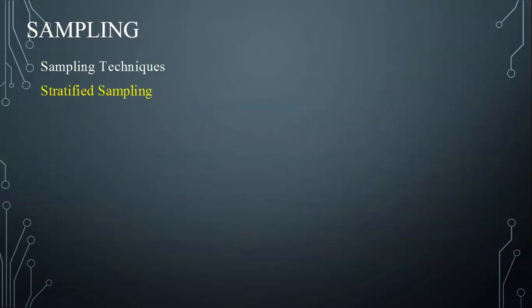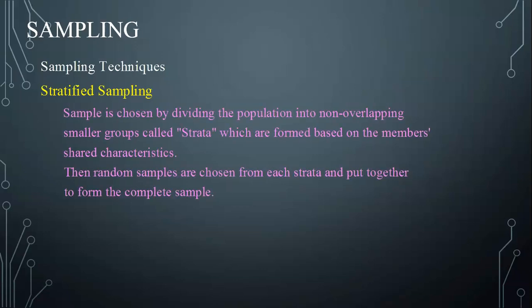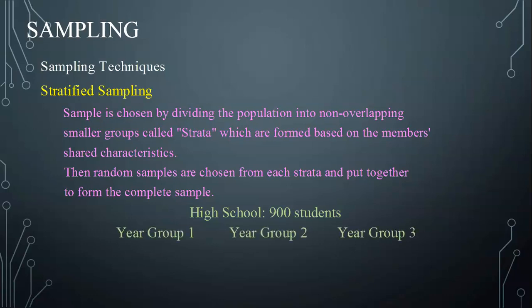Now, another sampling technique is called stratified sampling. Now, the sample is chosen by dividing the population into non-overlapping smaller groups called strata, which are formed based on the members' shared characteristics. Random samples are chosen from each stratum and put together to form the complete sample. For example, given a high school with 900 students, now that's our total population. And suppose in this high school we have 3 year groups, year group 1, year group 2, and year group 3. These year groups do in fact form our strata.